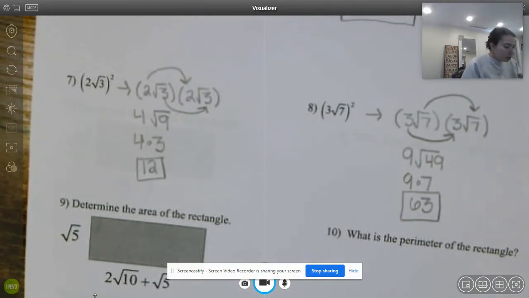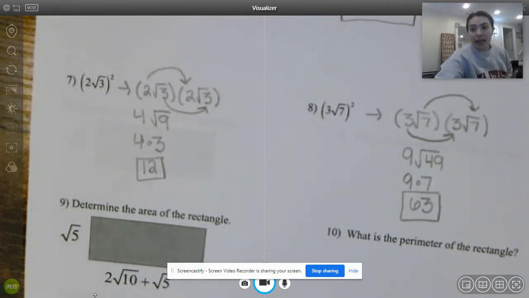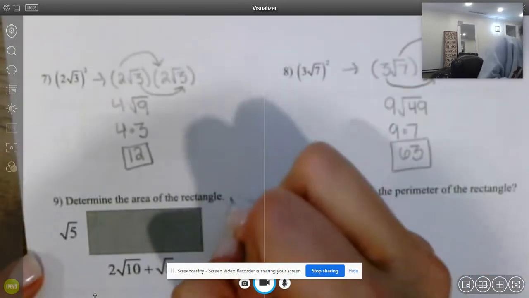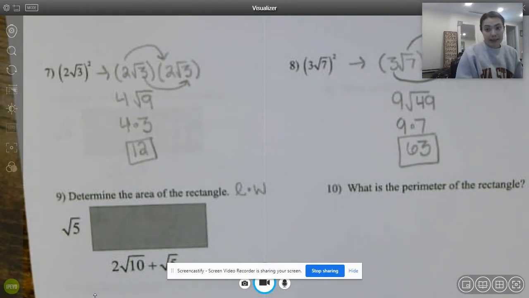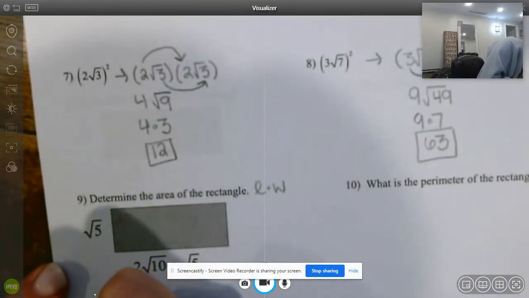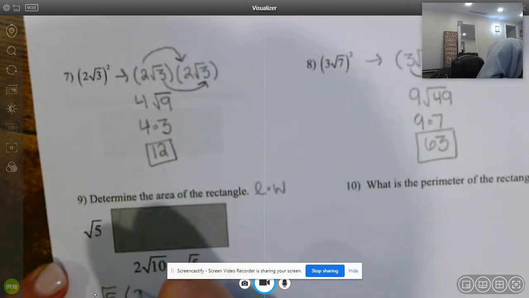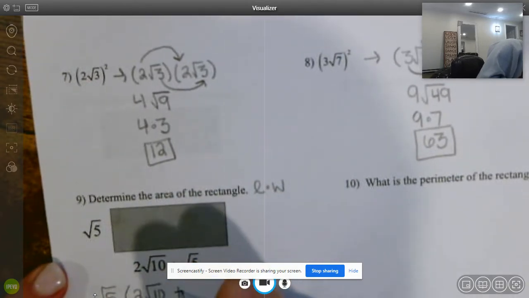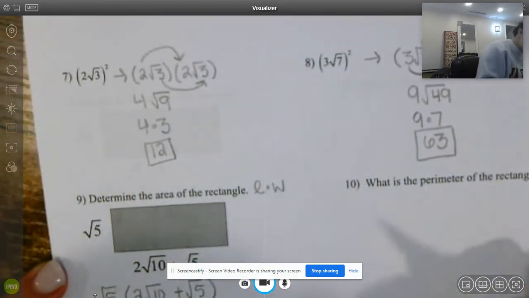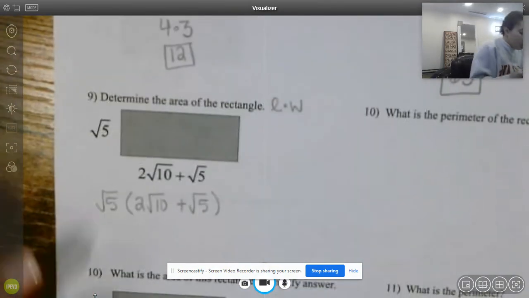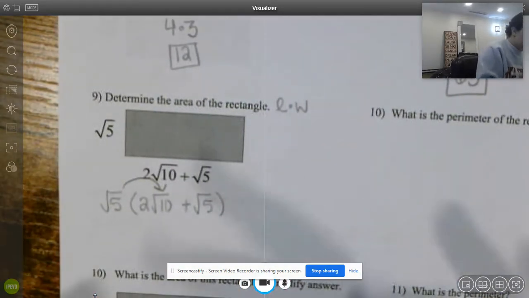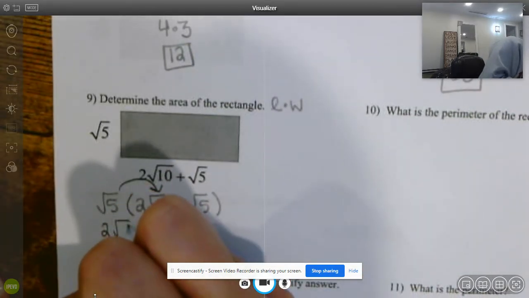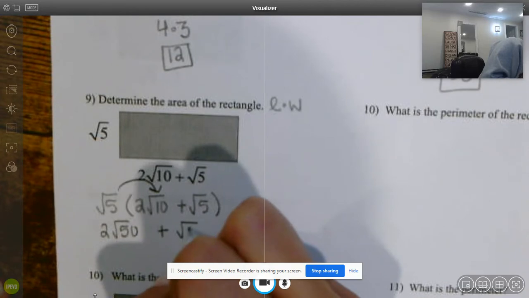Now, in order for us to determine the area and to talk about shapes and some geometric stuff like we did in class yesterday, we do need to remind ourselves that the area of a rectangle is length times width, or base times height, whatever you'd like to think of it as. We can use the square root of 5, and we can multiply it by 2 root 10 plus root 5. Now that we have this multiplication, we can go ahead and distribute it. Because the 2 is the constant out front, the coefficient, we do not multiply it. And this turns into 2 root 50 plus the square root of 25.